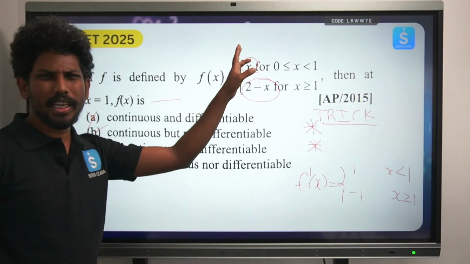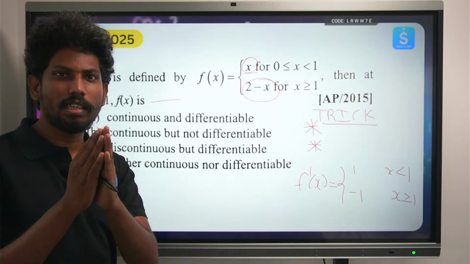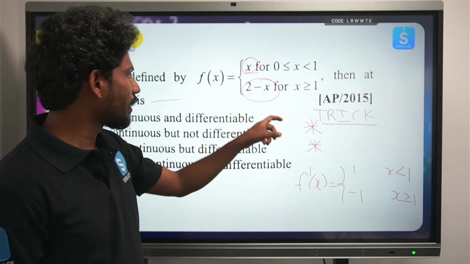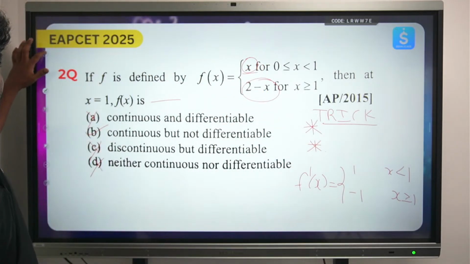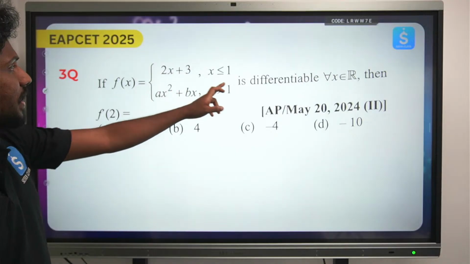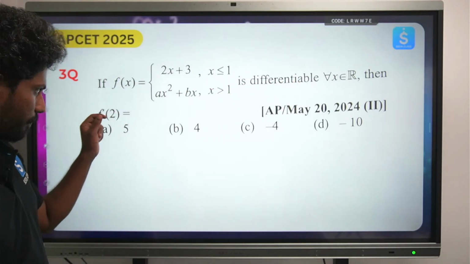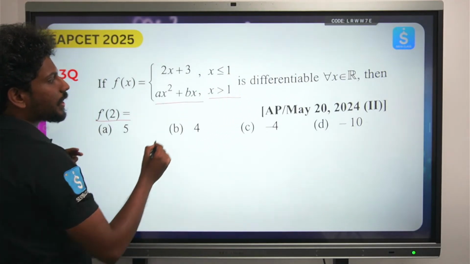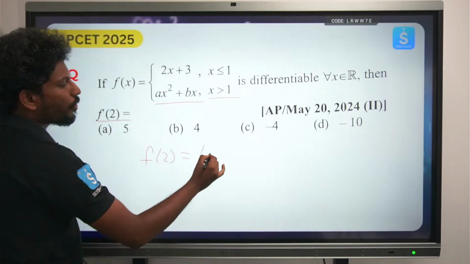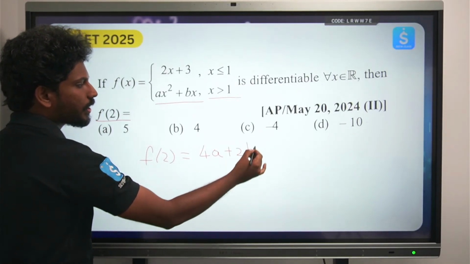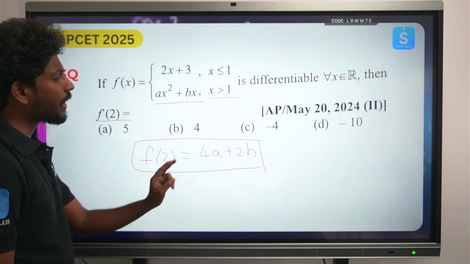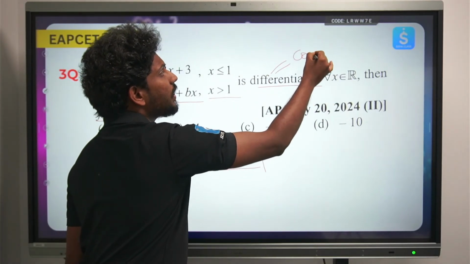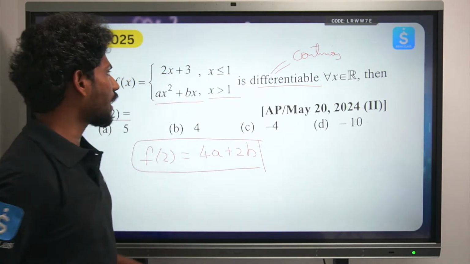This trick is very important, in terms of board exam if you write it out, it takes at least 15 minutes to devote to this problem, but just by using this one you can solve it. There are many questions like this. See here, f of x is differentiable, then f of 2 equals, okay, look, he is asking f of 2, the value of x greater than 1, then it will take this function. So f of 2 equals 4a plus 2b. So this is the value we have, 4a plus 2b. But we don't know the values of a and b, but if he is saying that the function is differentiable, then I am eligible to say that this is a continuous function, right?